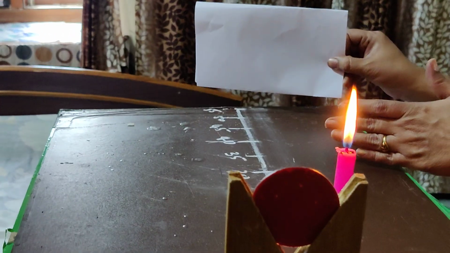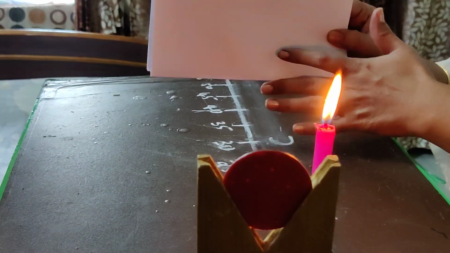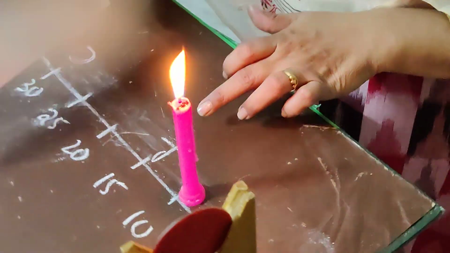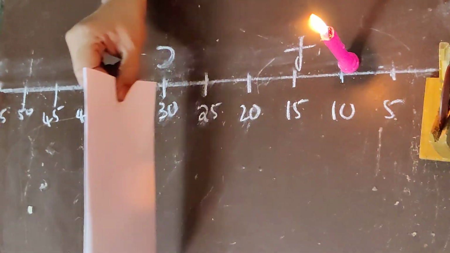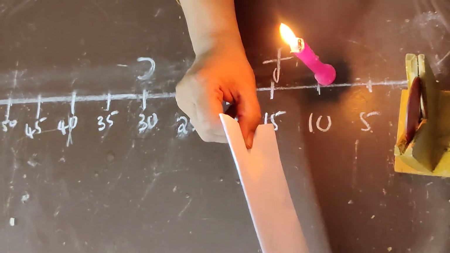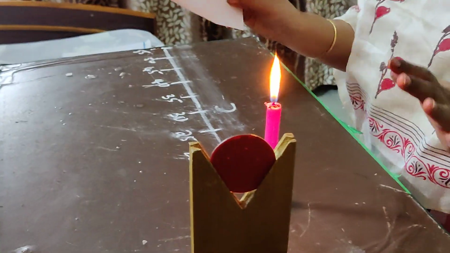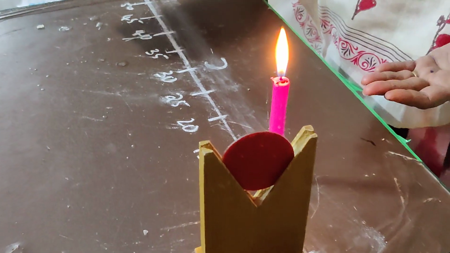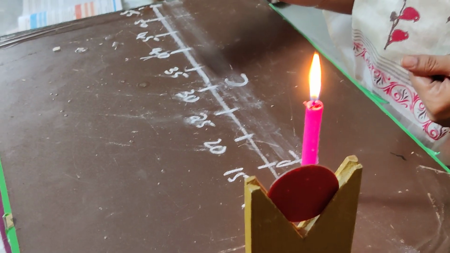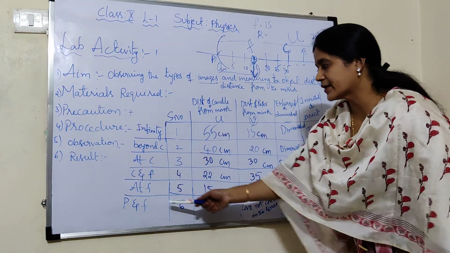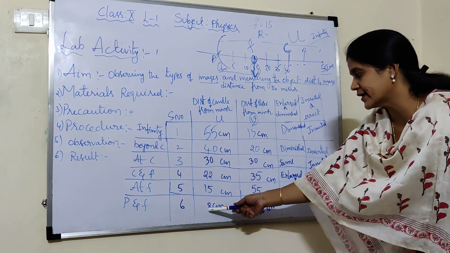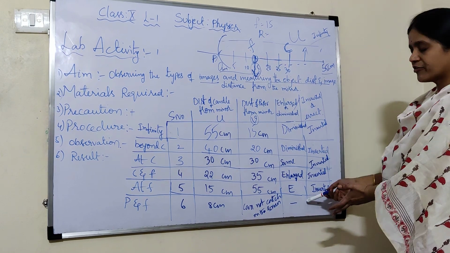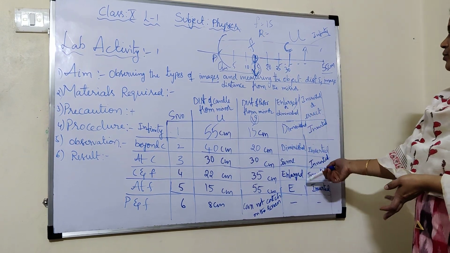Only up to F we can get the image on the screen, but when you place an object from in between P and F, you can get the virtual images. So that virtual images you cannot catch on the screen. This is about your lab activity to find out the types of images and image distance and object distance. When you place this candle in between P and F, means at 8 centimeters, you cannot catch the image on the screen. So what type of image, that we don't know, whether it is enlarged or diminished, inverted or erect.